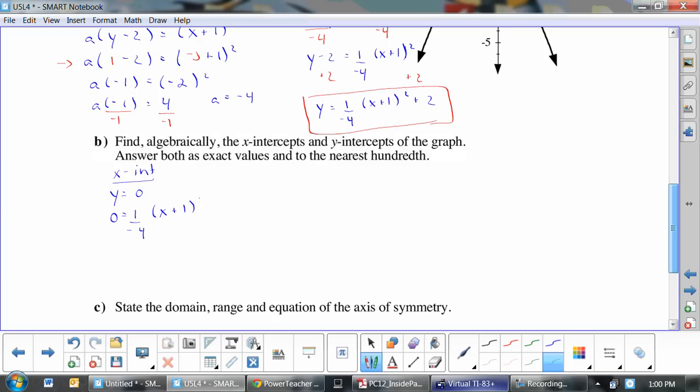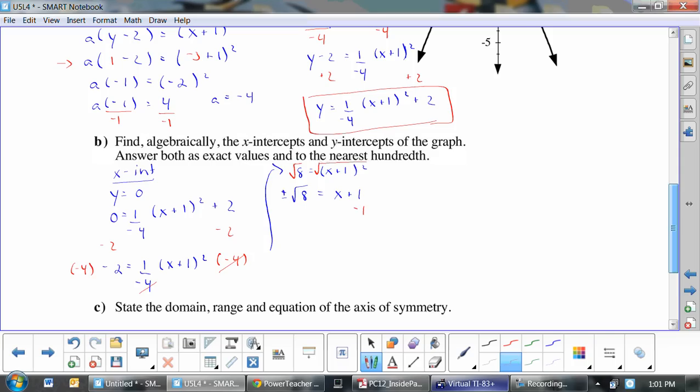Okay, so then we just get to solve for x. So we go, okay, minus 2 from both sides. And then we'll multiply both sides by negative 4. So these cancel out. I'm just going to move this up here. Okay. Then we square both sides, just take the square root of both sides. Okay. And then remember, we want it as a plus or minus. And subtract 1 from both sides.